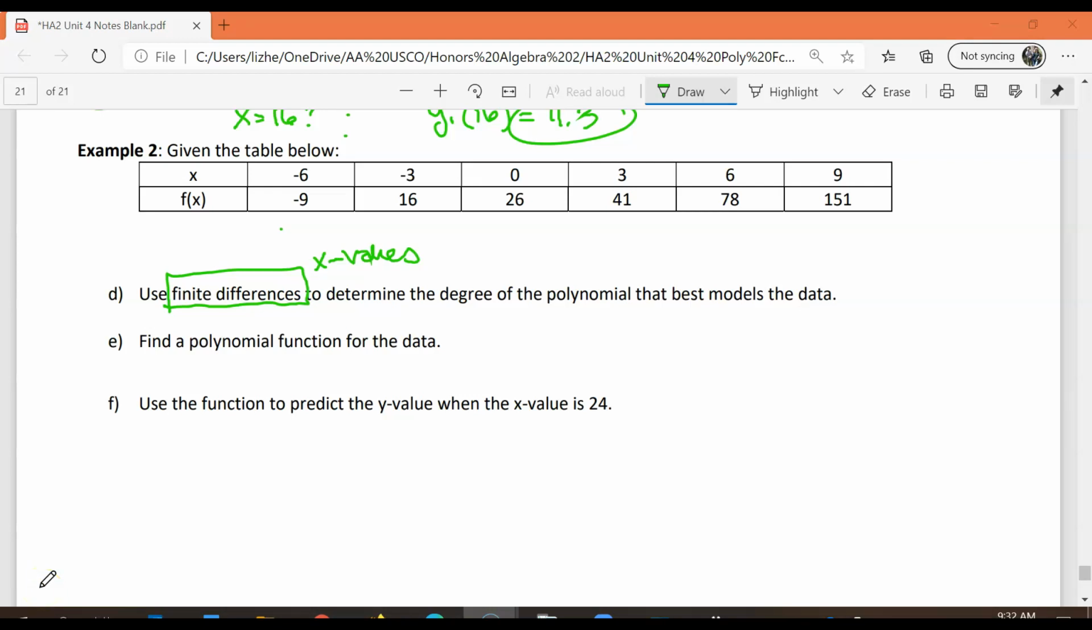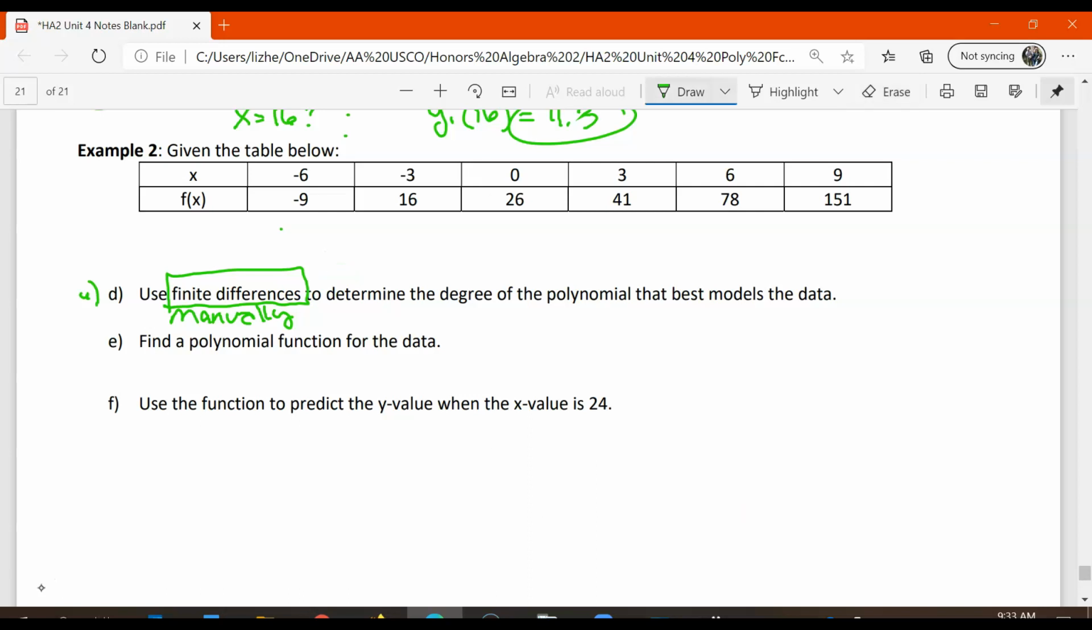Okay, so for example 2, question D, not sure why that's D, it should be an A, but anyhow, the first thing is to use finite differences. So that means that is manual. You know, we do this manually. No calculator except for to help with our subtraction. And when you do that manually like that, you are going to have to check your x values and make sure they go consistently. And they do. They decrease or increase by 3 every time. -6 to -3 to 0 to 3 to 6 to 9. You're going by 3s. So we're good. But just always be sure to check those x values.